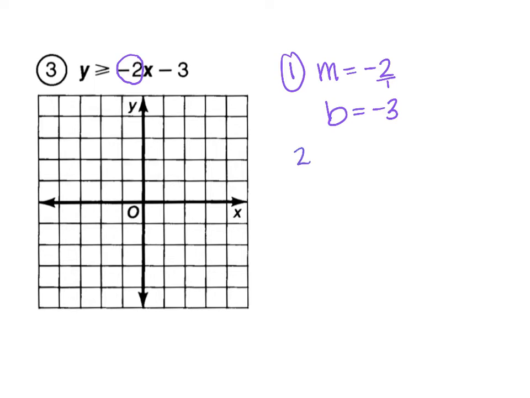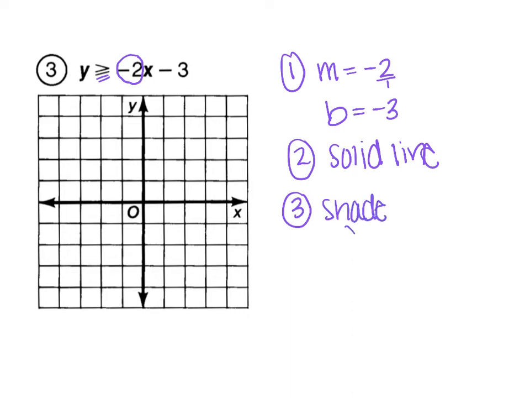Right. Second step, solid line or a dashed line? Well, I look at that symbol, and since it has the line underneath, I know that it could be equal to that line. So if it can equal the line, we want the line to be there. So we show it as a solid line. And finally, do we shade above or below our line? Well, it says y is greater than or equal to, so we shade above our line.